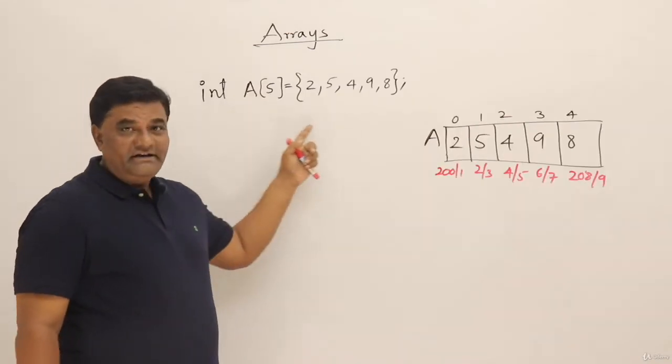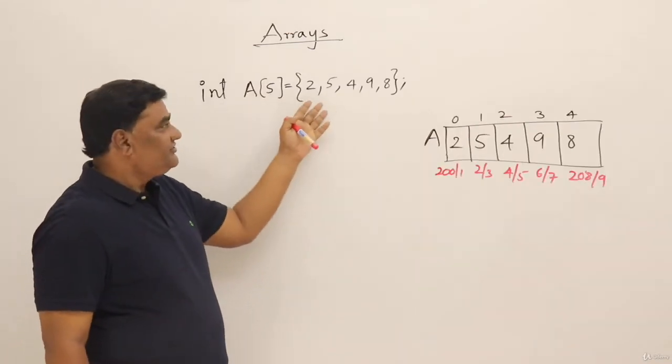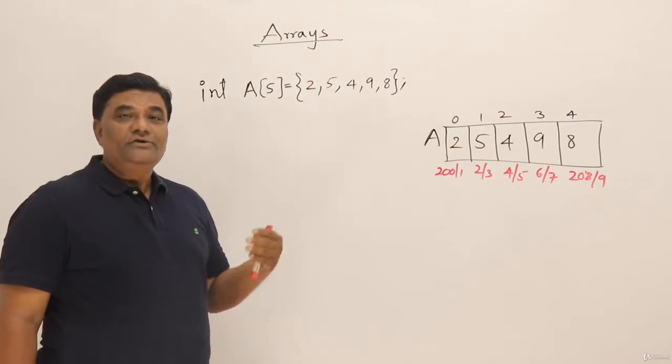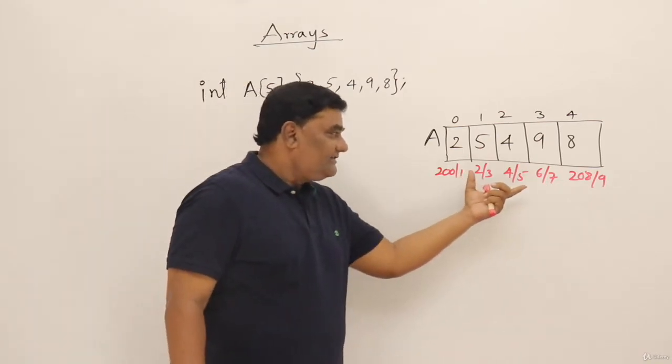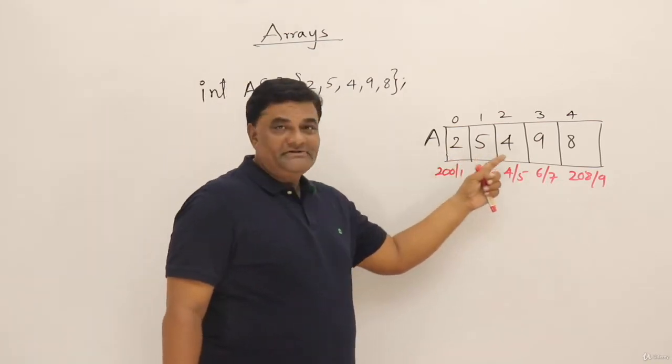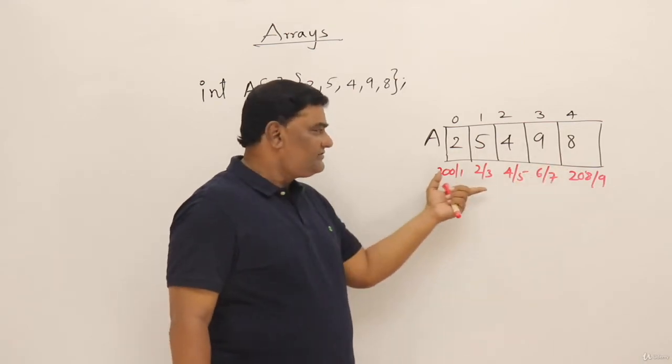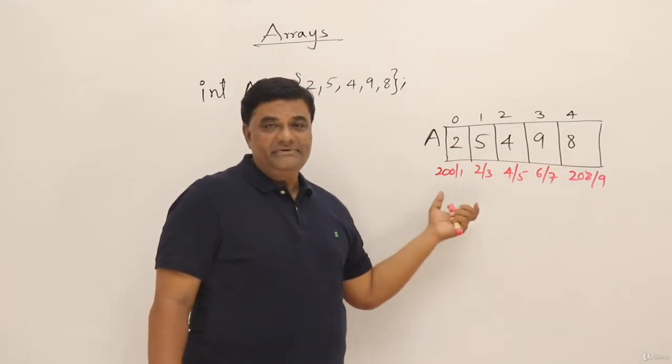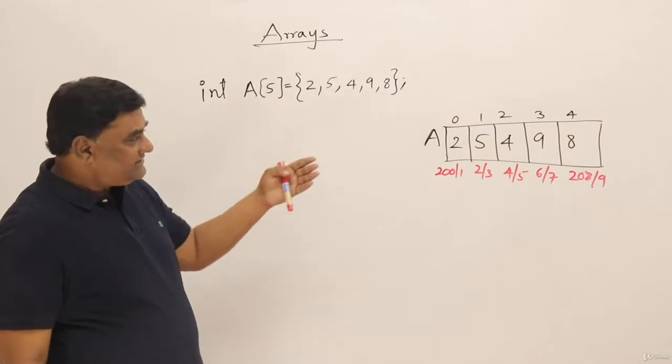Here I have an array of size 5 which is already initialized with these elements. So during runtime, the array will be created like this and the elements will be stored in these locations and their addresses also I have mentioned. The addresses will be contiguous. Now, how to access those elements?